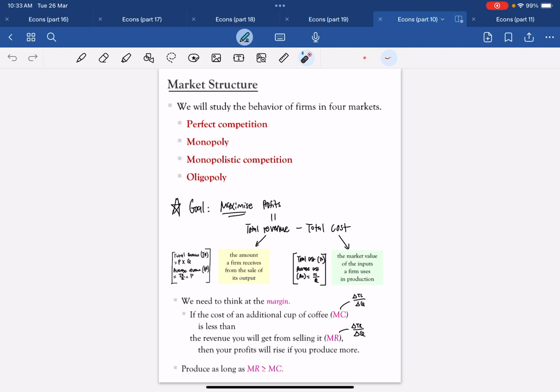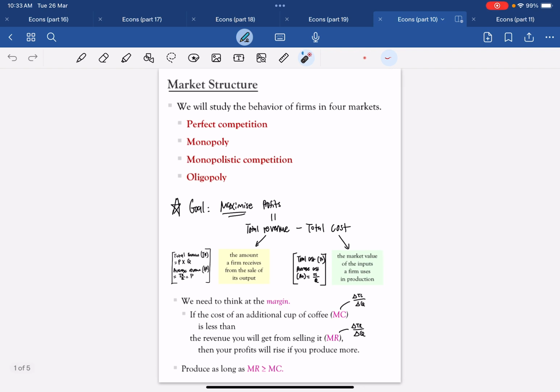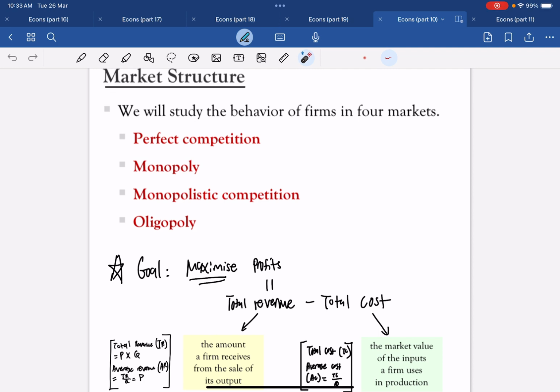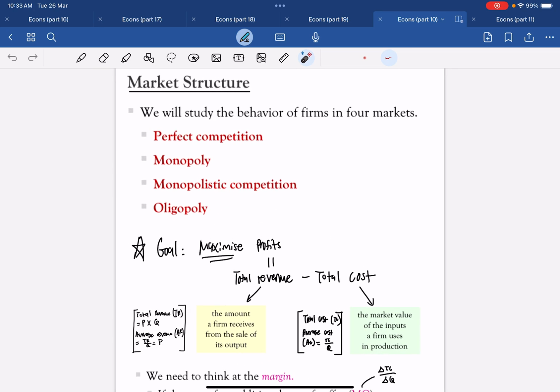Hi, in this video, we'll be continuing our study of economics. In the previous videos, we already went through demand and supply and market failure. Now, we want to see how we will study the behavior of firms in the market. So, the firms itself. There are four types of firm markets: perfect competition, monopoly, monopolistic competition, and oligopoly.